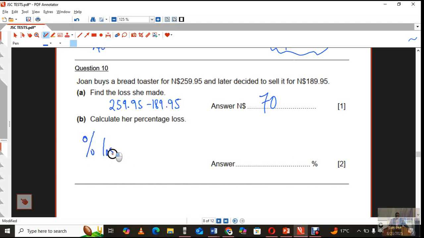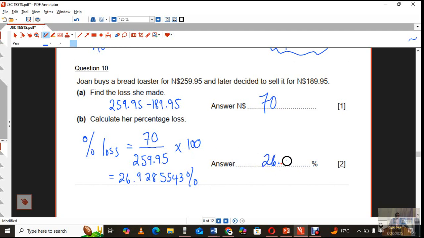Percentage loss is the actual loss over the original price, which is 259 and 95 cents. You're going to multiply that simply by 100. Now, this is going to give you 26.9285543%. Of course, then you can go ahead and give this to one decimal place. This will be 26.9%. This is correct to 1 dp.